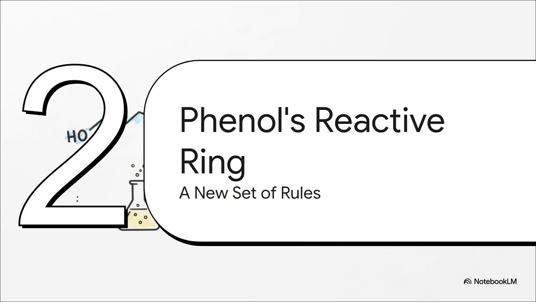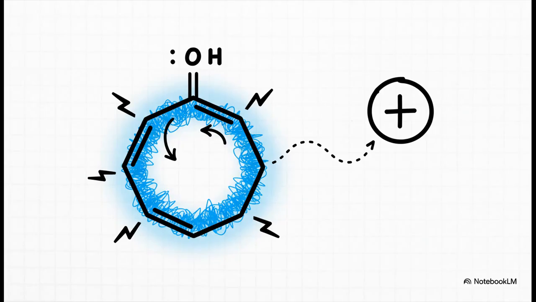Okay, let's switch over to our other molecule and see how that benzene ring changes absolutely everything. For phenols, the main story isn't about what happens at the OH group itself, but about how that group completely changes the behavior of the entire ring it's attached to. This right here, this is the single most important idea for understanding phenols.